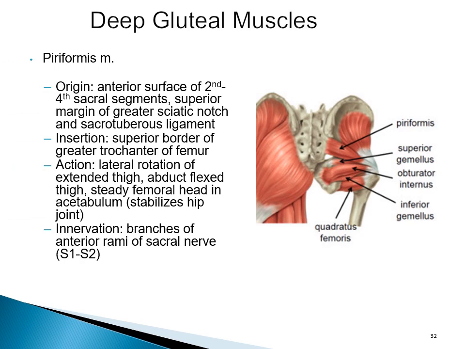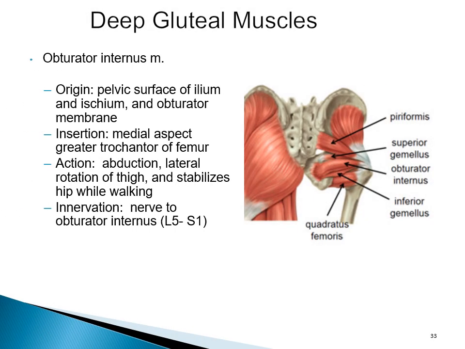Piriformis muscle, its action is lateral rotation of the extended thigh, and it abducts the flexed thigh. Its innervation is the sacral nerve S1 and S2. Obturator internus muscle, its action is abduction and lateral rotation of the thigh. Its innervation is L5 through S1.